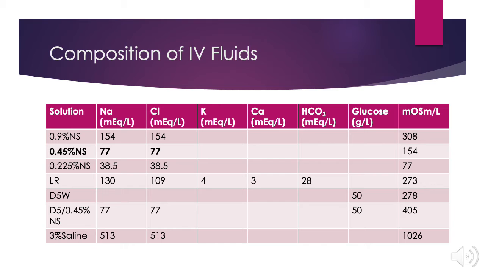0.45% normal saline, NS, or half normal saline has 77 MEQs of sodium per liter of solution. And as the name says, it holds half the amount of sodium than normal saline. Other variations such as a quarter normal saline also do exist. And lactated Ringer solution, abbreviated as LR, has 130 milliequivalents of sodium per liter of solution in addition to other electrolytes.